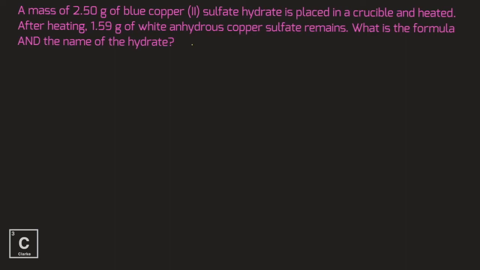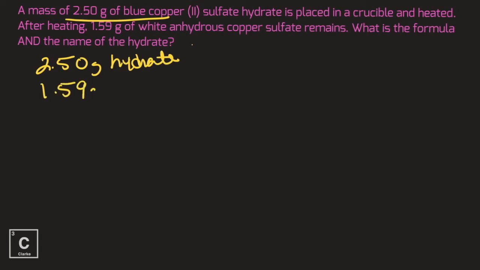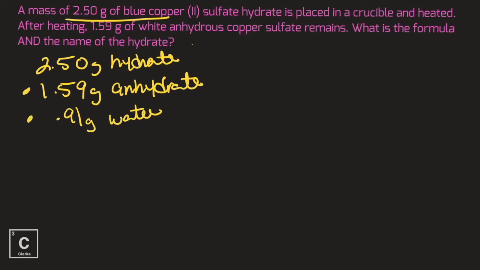Enough information is here for us to get that. We are given 2.5 grams of the hydrate. When we put it into the crucible and heat it, we're driving the water off. And what is left behind is 1.59 grams of the anhydrate. So if we subtract, we can figure out how much water was driven off: 0.91 grams of water. These are the two numbers we need to work this problem.